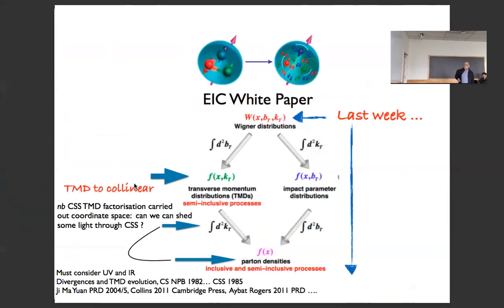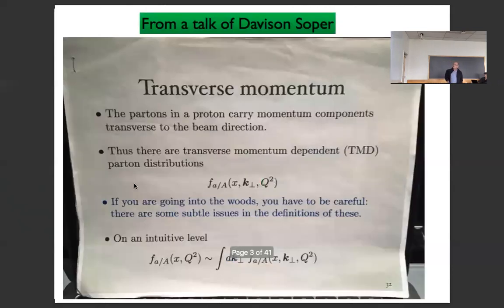When you do this, it all involves going into coordinate space and dealing with UV and IR divergences. There's a lot of work that's been done on this for almost 40 years. I saved this slide from Davison Soper, but I can't find the original talk now, so I had to take a photo of it with a piece of paper. He's not the only one who cautions us: when you start to talk about transverse momentum-dependent parton distributions, if you're going into the woods, you have to be careful. There are some subtle issues in the definitions of these.